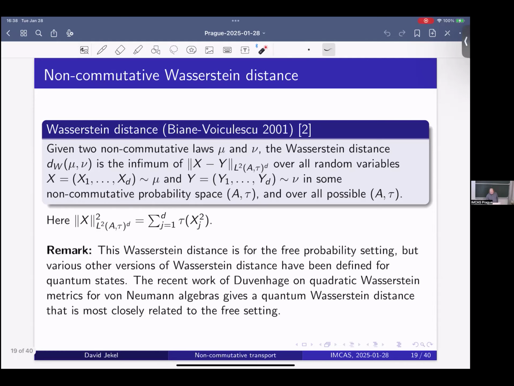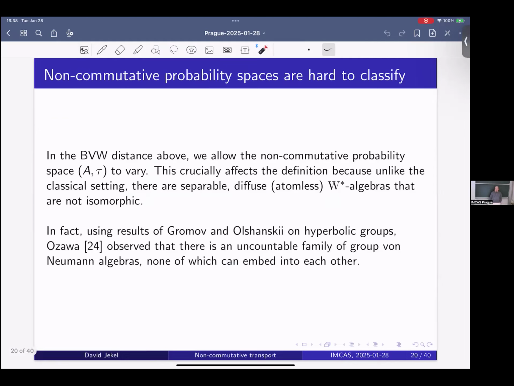So that's something I'm thinking about a lot recently, which you're free to talk to me about or think about as well. Right. So in the Biane-Voiculescu distance, it should be noted that you take the infimum over all possible couplings, and that includes allowing the ambient non-commutative probability space to vary.